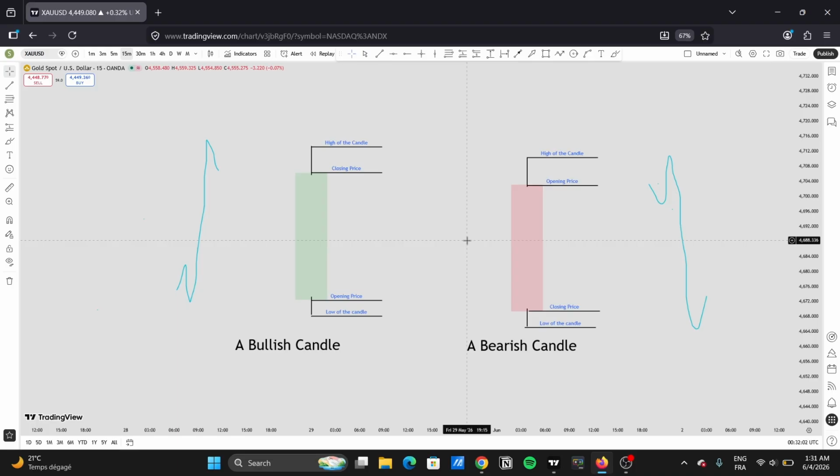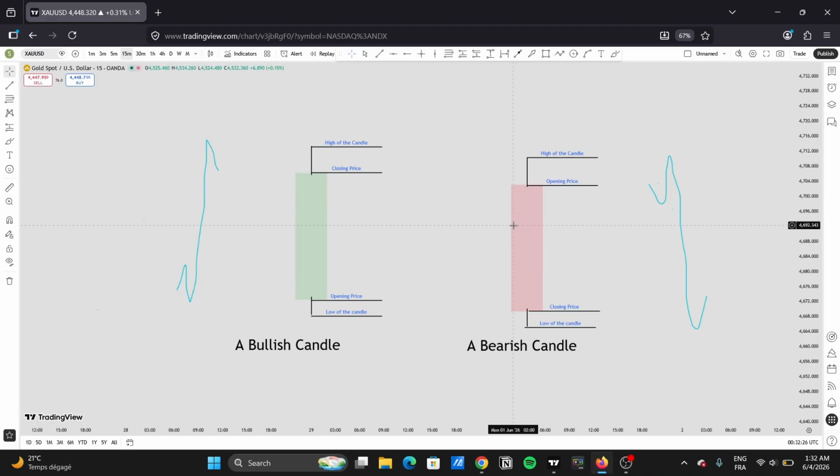So I hope you understood this. Let me re-explain it another time. In a bullish candle, we open the price, we make the low, we push higher, we make higher prices, and then we close. In a bearish candle, we open higher, but we close lower, like this. A bearish candle is usually red and the bullish candle is usually green.